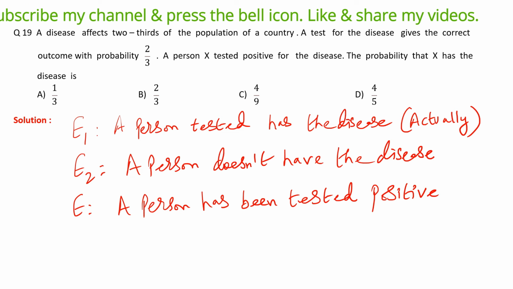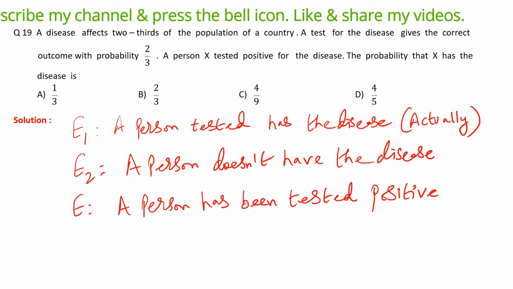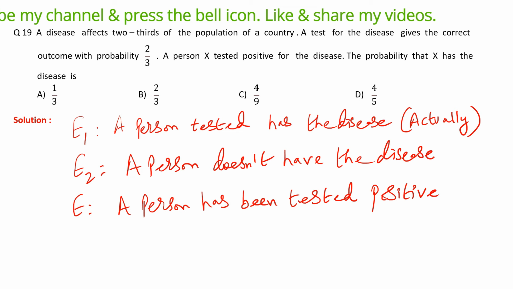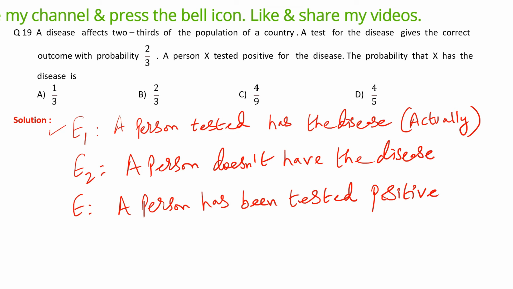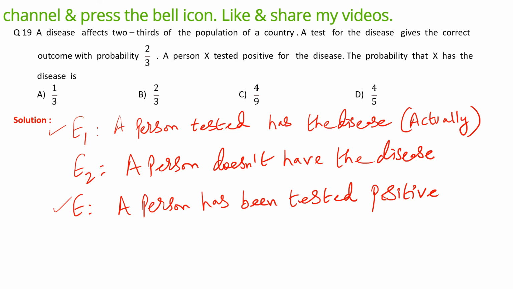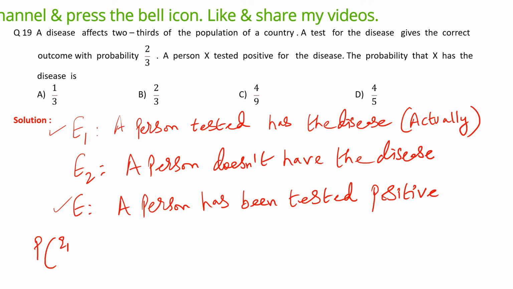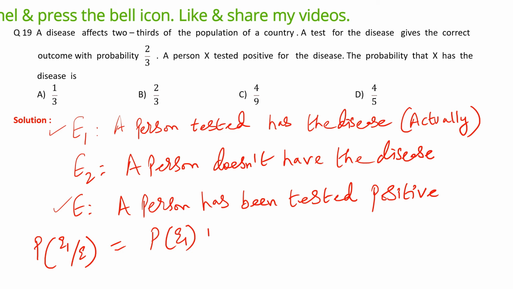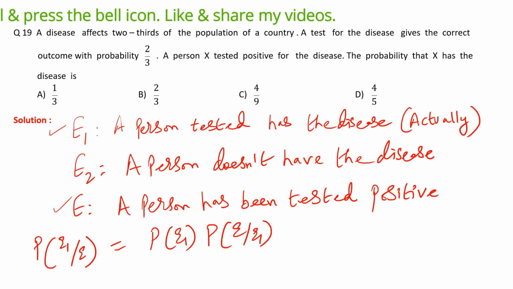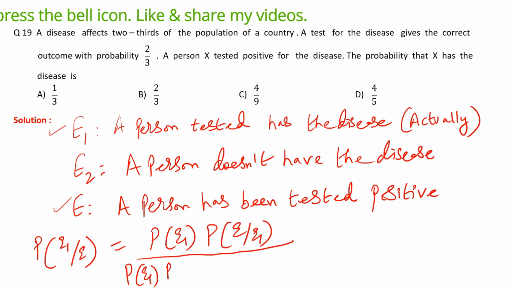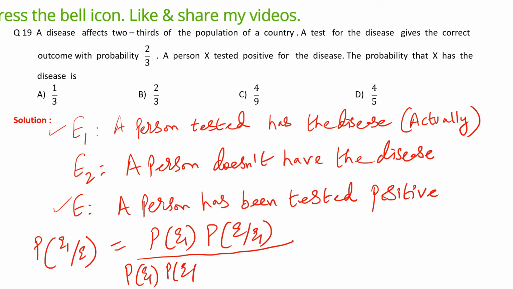Now what do we have to find in this question? Why am I saying I'm going to use Bayes theorem? Because we have to find the probability of a sub-event, and it is given that the main event has already happened. That means in this particular question we have to find P(E1|E). So this is nothing but P(E1) into P(E|E1) divided upon P(E), and P(E) is going to be P(E1) into P(E|E1) plus P(E2) into P(E|E2), right?